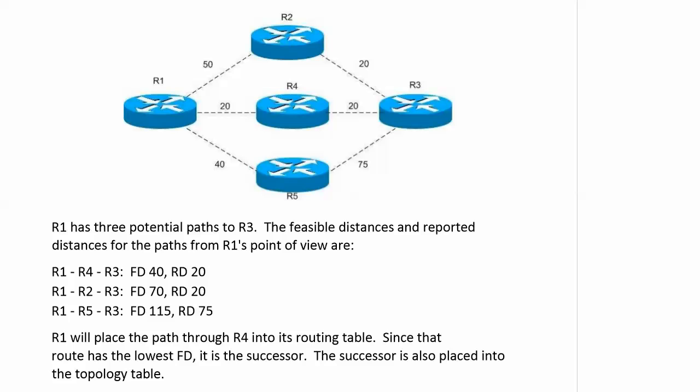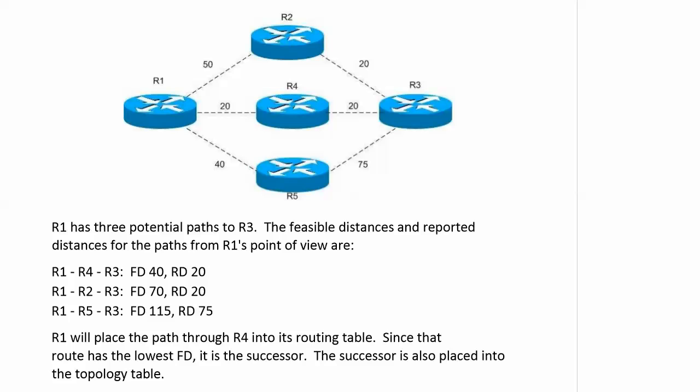Bit of a red flag on practice exam questions and possibly on real exam questions. Anytime you get a larger metric here, you want to watch that one, because here's why. We have an FD of 115 for the path through R5. We've got a 40 and a 75. We add those up. But the reported distance is 75, and that is much higher than the feasible distance of the successor, so this would not be a feasible successor.